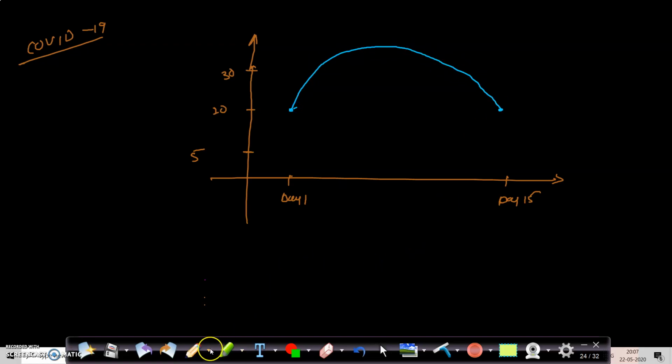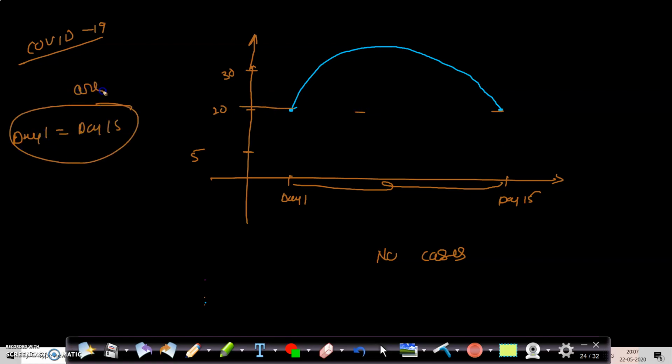Our question is very simple: between day 1 to day 15, there will be one day where there will be no cases. On day 1 you got 20 cases, on day 15 you got the same cases, so the data of day 1 and day 15 are the same. That means between day 1 and day 15, there will be a day where there are no cases. We need to find it.